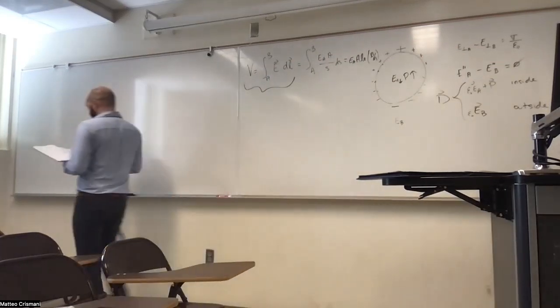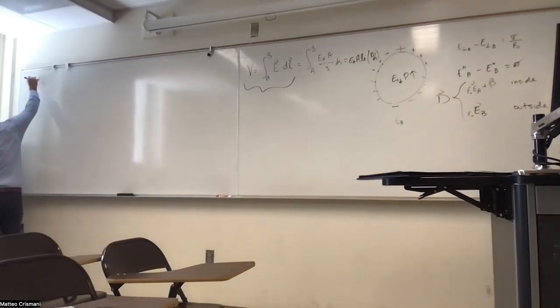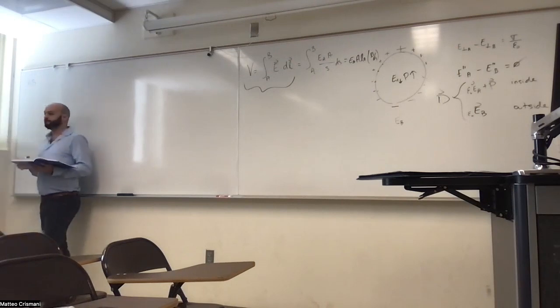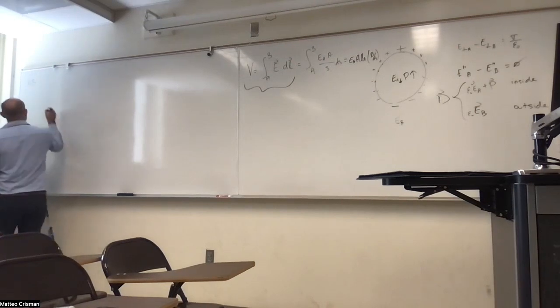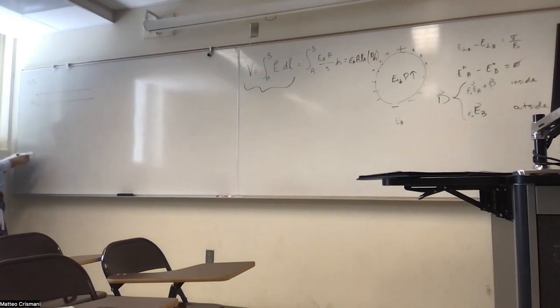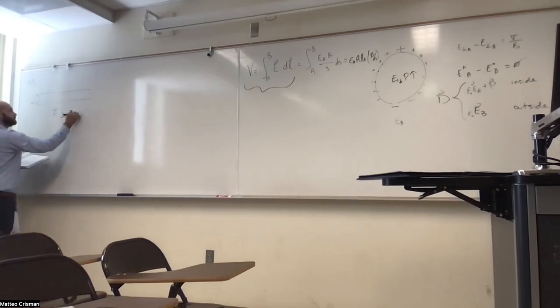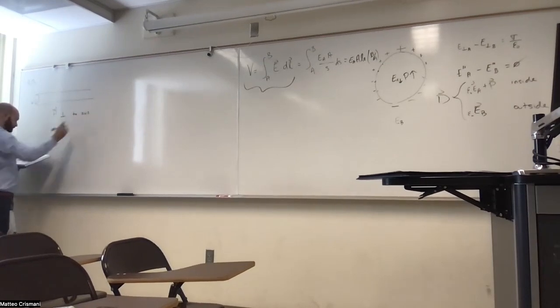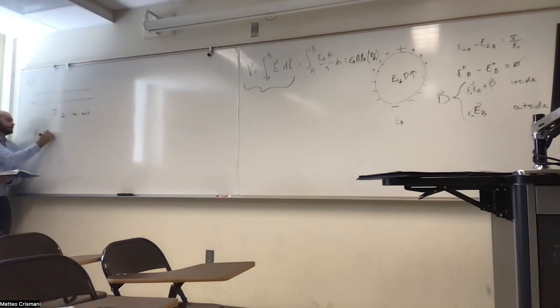Okay, folks. Problem 13 in the book. A very long cylinder. You've seen these before. Radius A. There is a uniform polarization P perpendicular to the axis. Find the E field inside the cylinder.